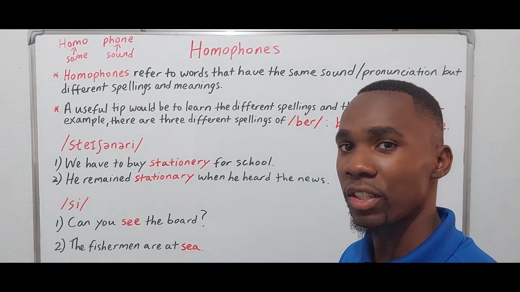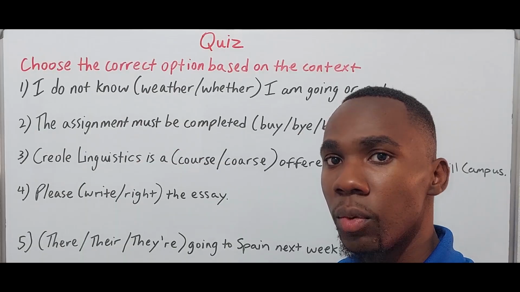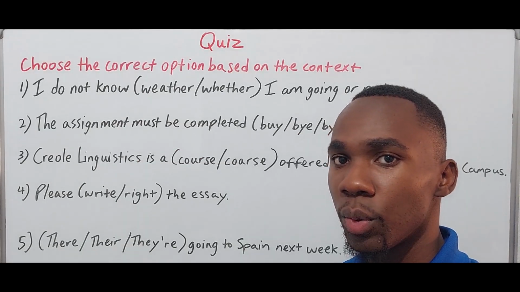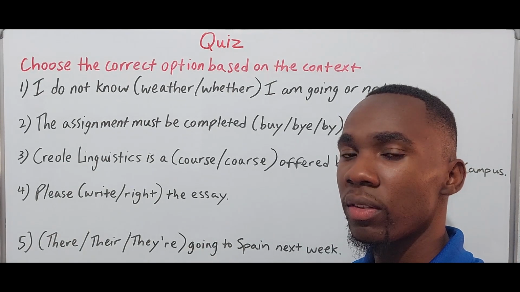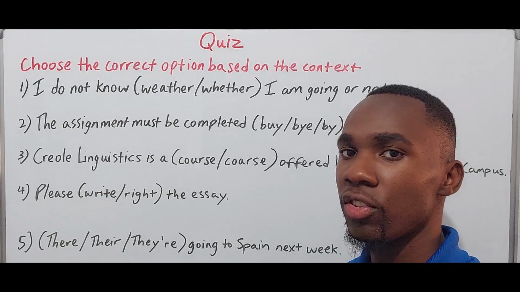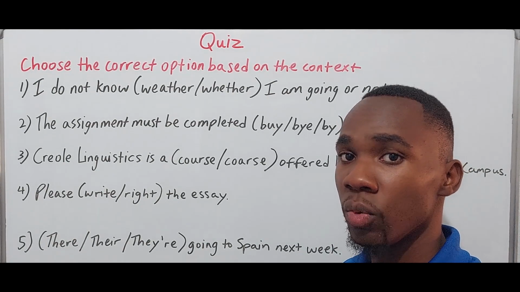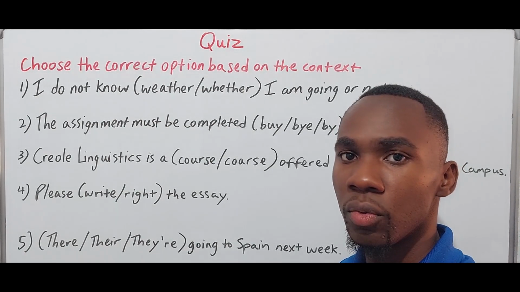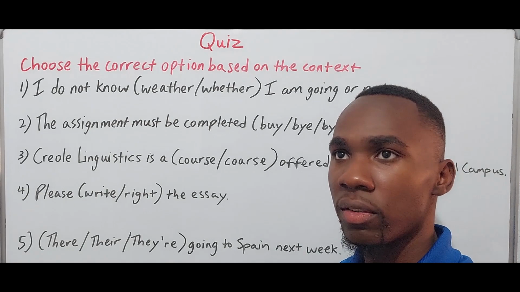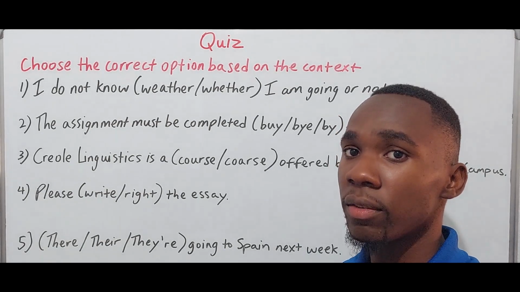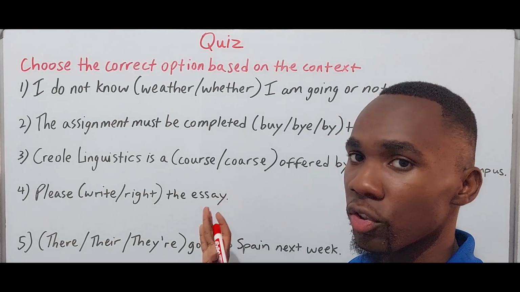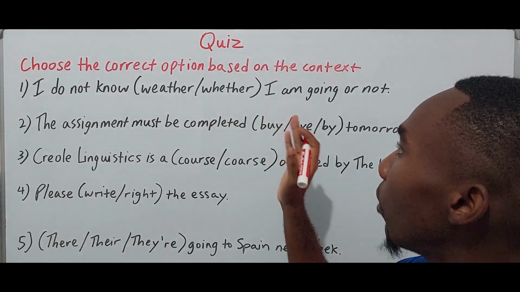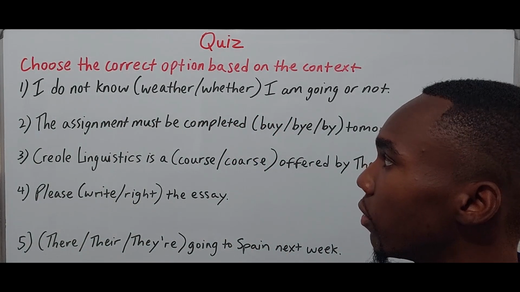Now we are going to proceed to a quiz. We move on to the first of two quizzes. So the next quiz is actually going to be dictation. So you're going to have to write what you hear. And there are going to be, of course, a few words that can have different spellings. But let's go to the first quiz. So choose the correct option based on the context.